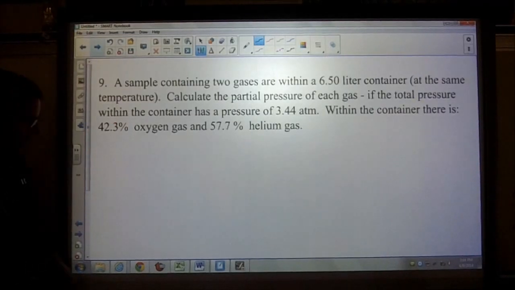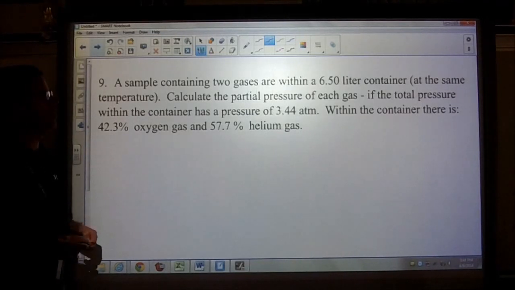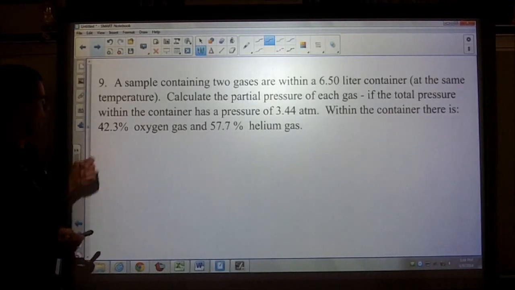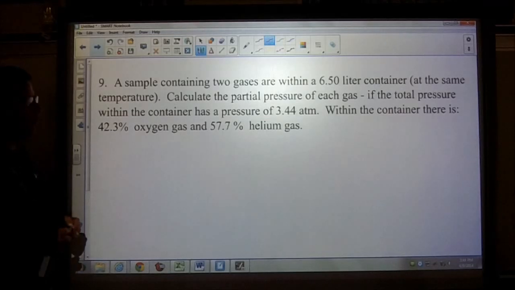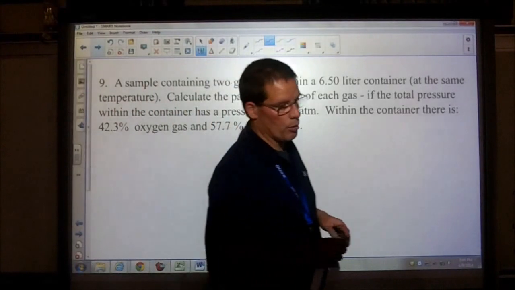All right, number 9, the last question. A sample containing 2 gases are within a 6.5 liter container at the same temperature. Calculate the partial pressure of each gas. If the total pressure within the container has a pressure of 3.44 atmospheres, within the container there is 42.3% oxygen gas and 57.7% helium gas. Now, this question is a good one.